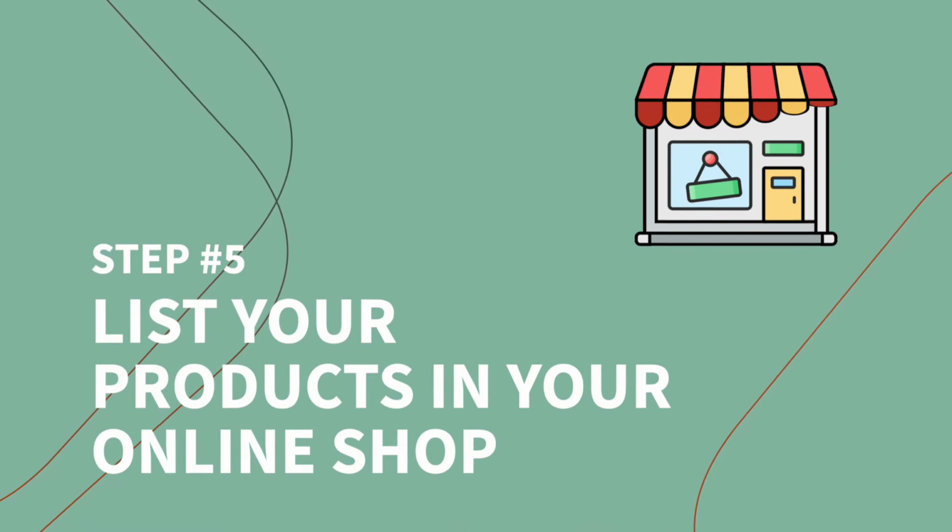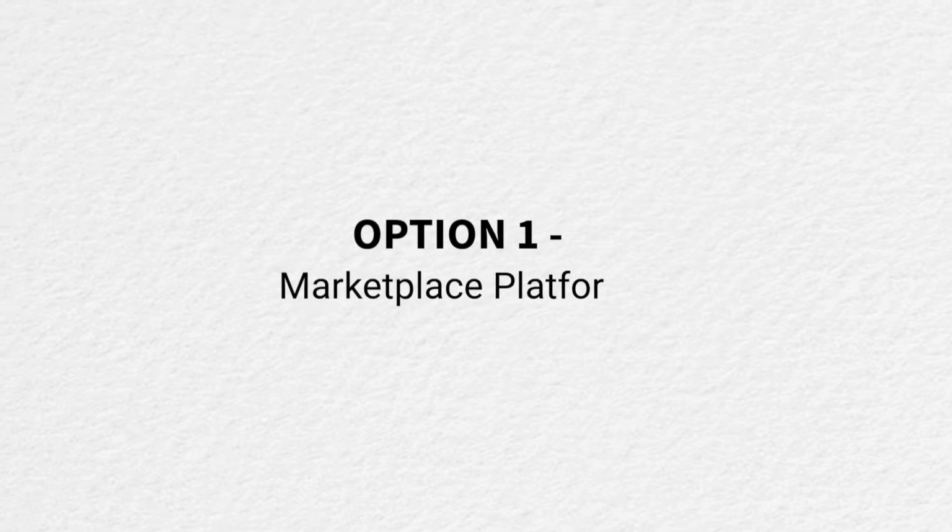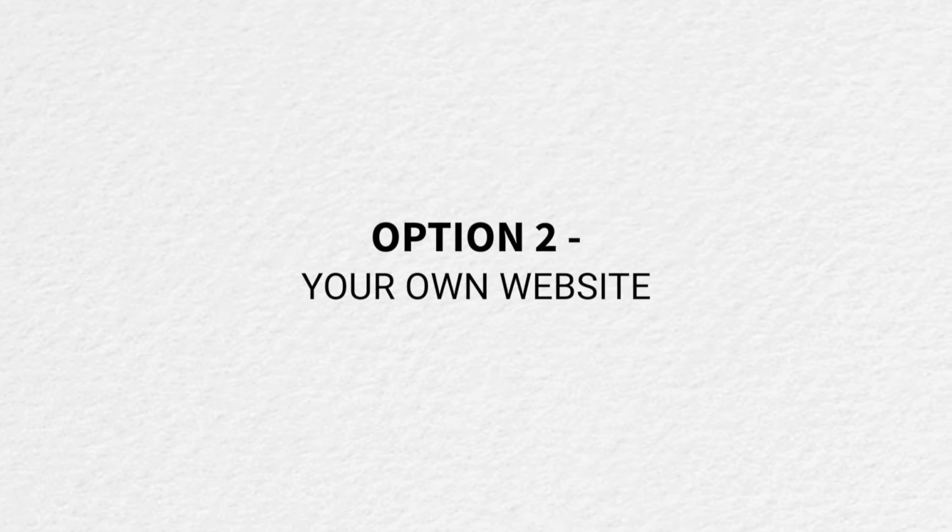And then it's time to move on to the next step, which is to list your products in your online shop. Now, there's really two main options when it comes to setting up shop online. Number one is you can have your shop set up on a marketplace platform. This is a website that hosts different shops that are all part of the same marketplace, something like Etsy or Amazon. The second option, if you don't want to be part of a marketplace platform, is to host it on your own website using a host like Shopify.